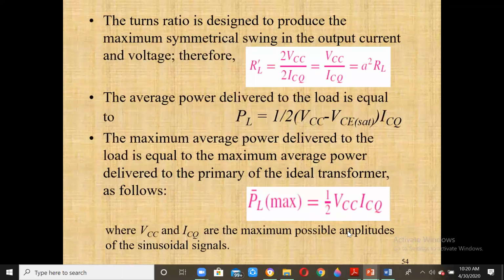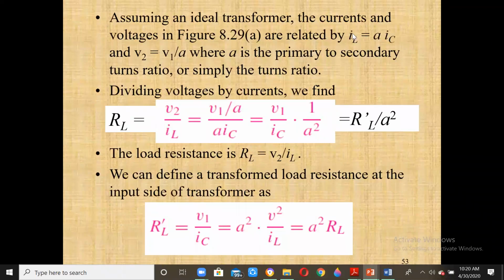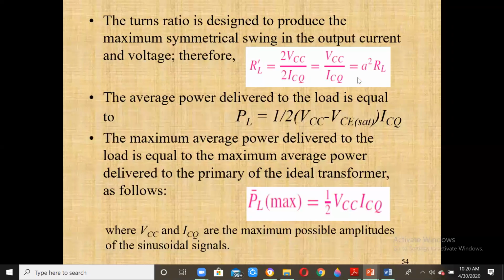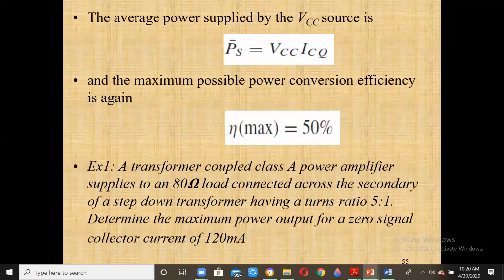And we have seen the value of IL. IL will be equal to A IC. That means 5 into 120. 5 into 120 is going to give us the value which is equal to 600 milliamperes. That is equal to 0.6 amperes. And the load resistance value is 80 ohms.